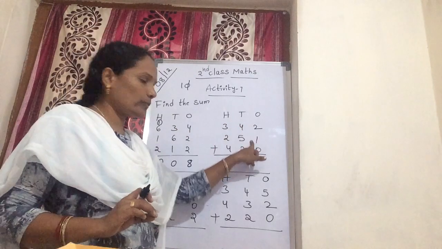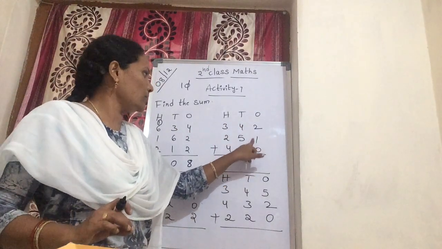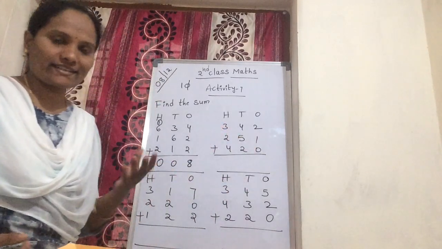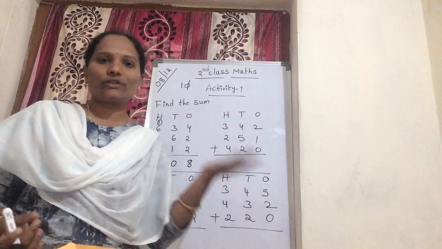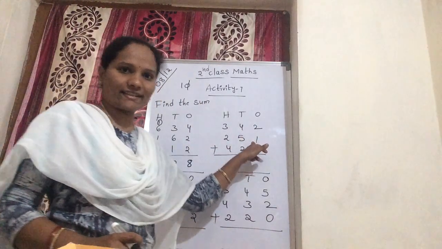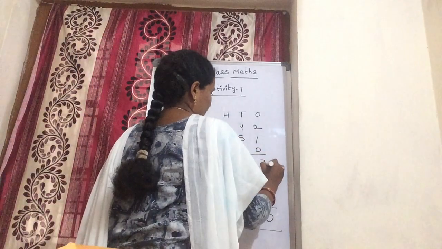Now next, 2 plus 1. 2 plus 1 you get 3. Now 3 plus 0, 3. Always, when you add 0 to any number, you get that original number. So 2 plus 1 is 3. Now 3 plus 0 you get 3.